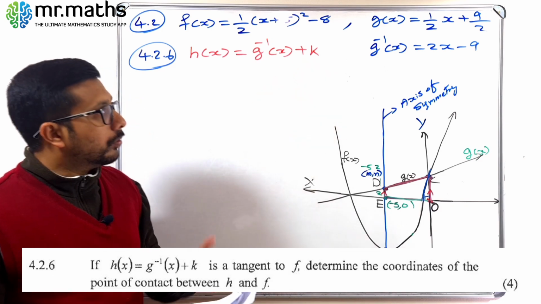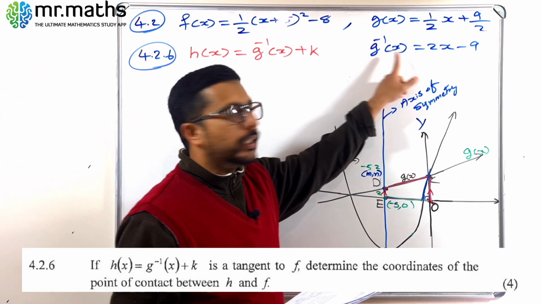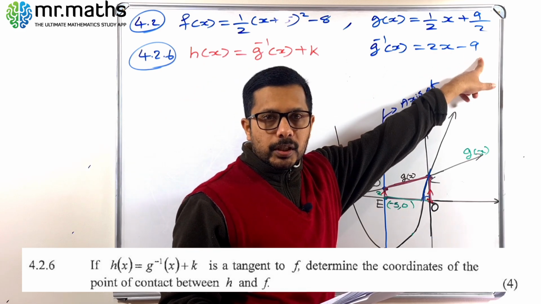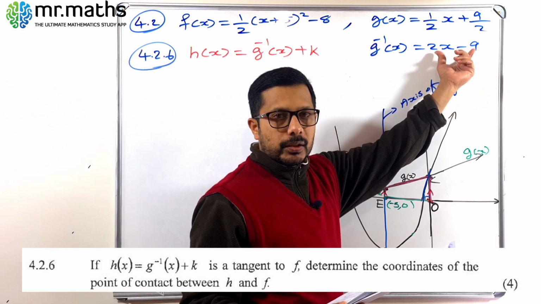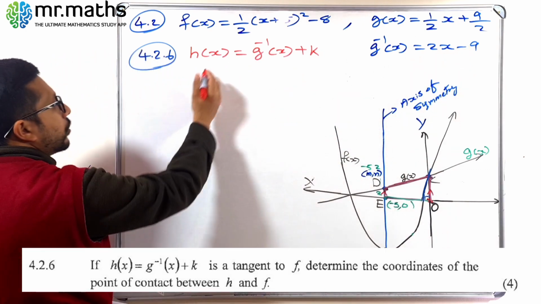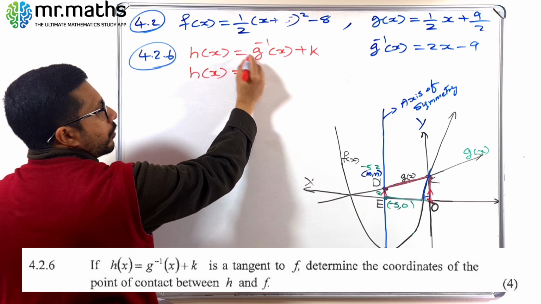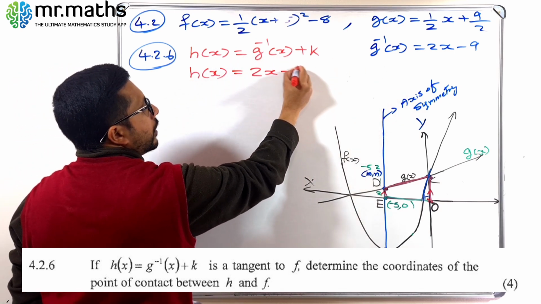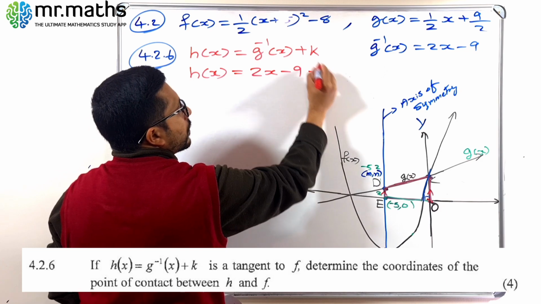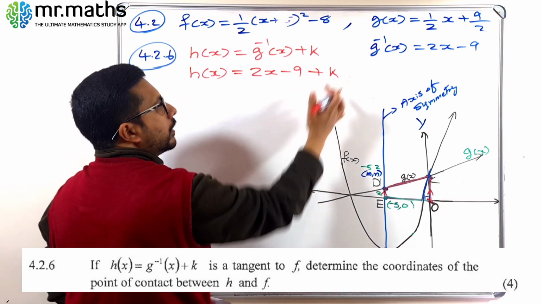Okay, now don't forget that in the previous question we got g inverse of x, that is 2x minus 9. So this g inverse of x is 2x minus 9. So what is that h of x? Before I continue reading that question, what is h of x? g inverse of x, that is 2x minus 9, plus this k. This is g inverse of x plus k.